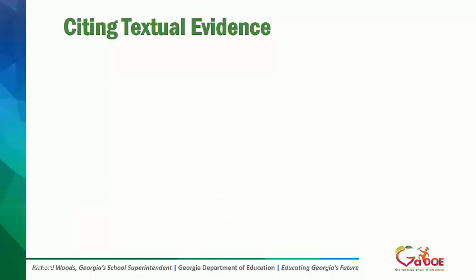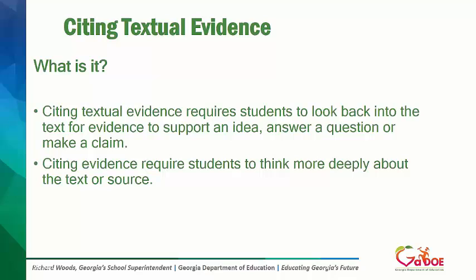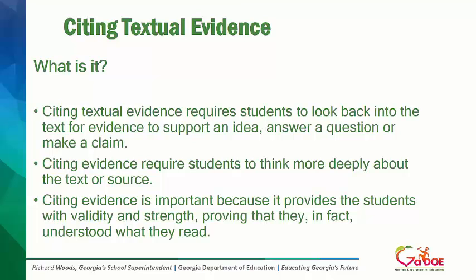So let's talk about citing textual evidence. So what is it? Citing textual evidence requires students to look back into their text for evidence to support an idea, answer a question, or make a claim. It requires students to think more deeply about the text or source. And citing evidence is important because it provides the students with validity and strength, proving that they in fact understood what they read. If they don't have much practice with this, students struggle when we ask them to respond to a prompt.